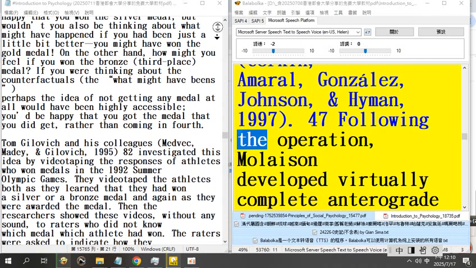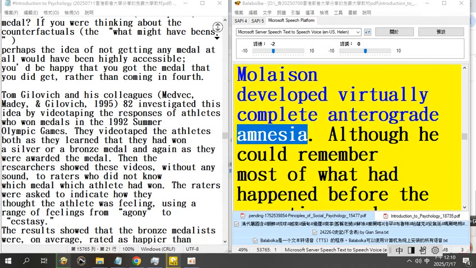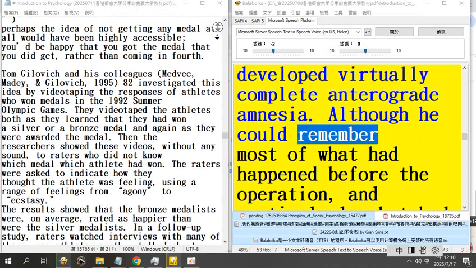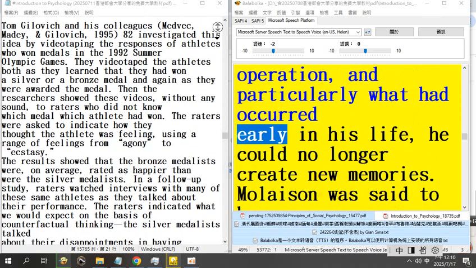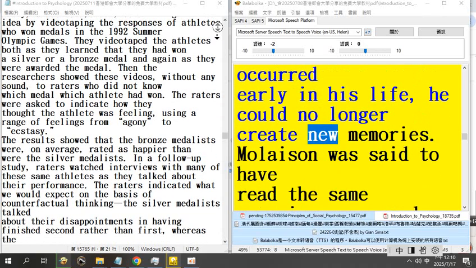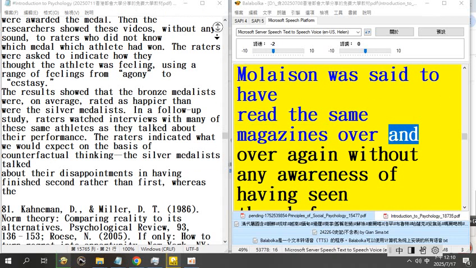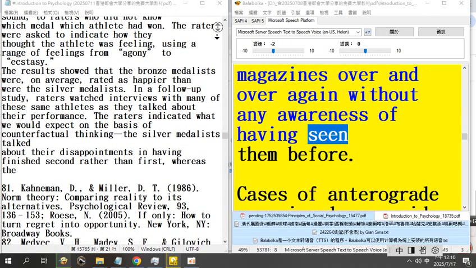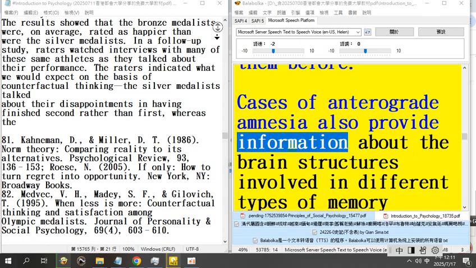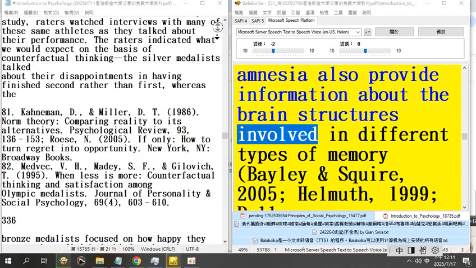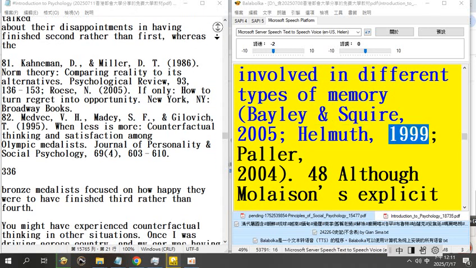47. Following the operation, Molaison developed virtually complete anterograde amnesia. Although he could remember most of what had happened before the operation, and particularly what had occurred early in his life, he could no longer create new memories. Molaison was said to have read the same magazines over and over again without any awareness of having seen them before. Cases of anterograde amnesia also provide information about the brain structures involved in different types of memory. Bailey and Squire, 2005, Helmuth, 1999, Paller, 2004.